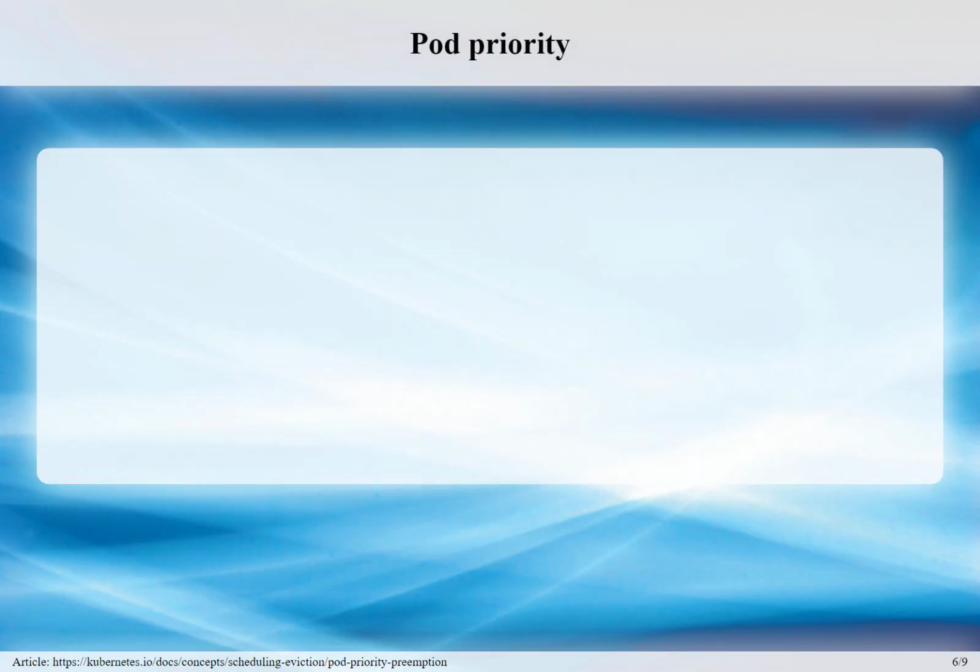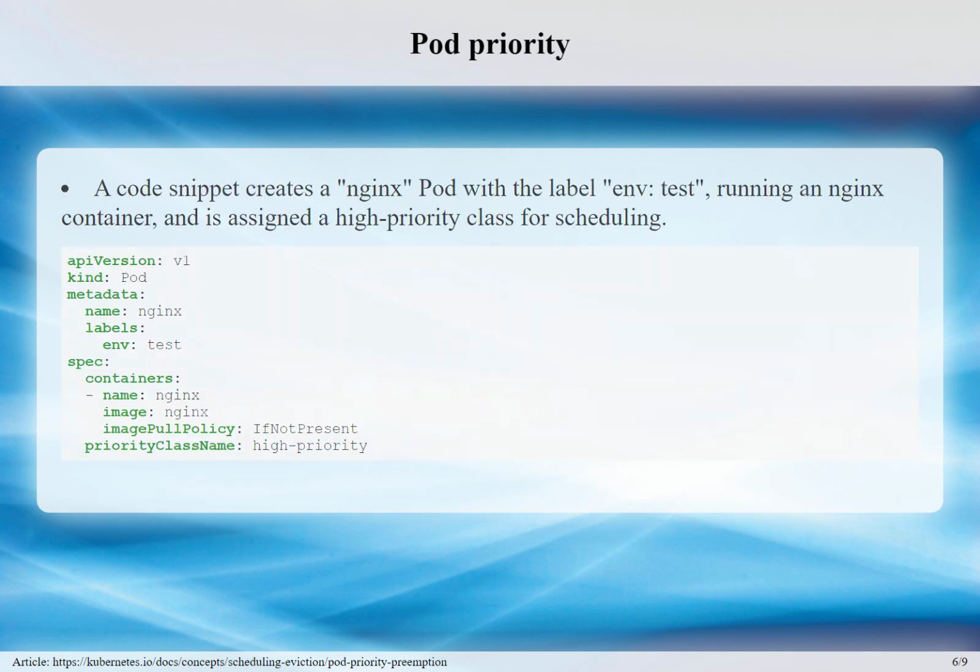Pod priority. The code snippet defines a pod named Nginx with the label env test and specifies a container running the Nginx image. The pod is assigned a priority class named high priority, which indicates its importance relative to other pods for scheduling.